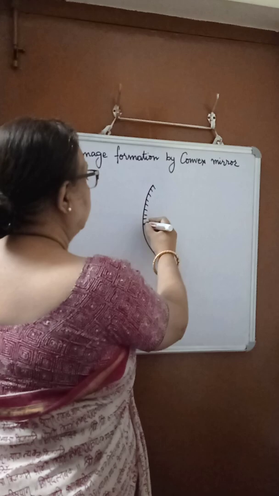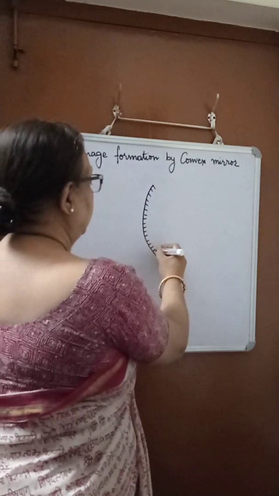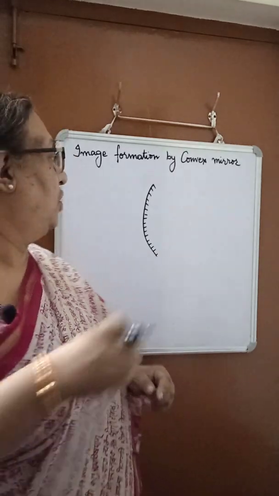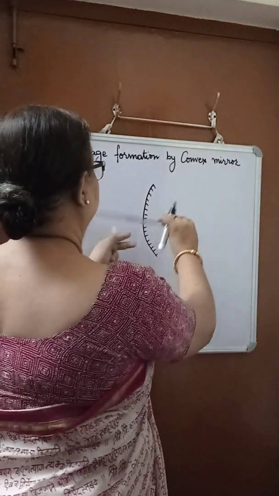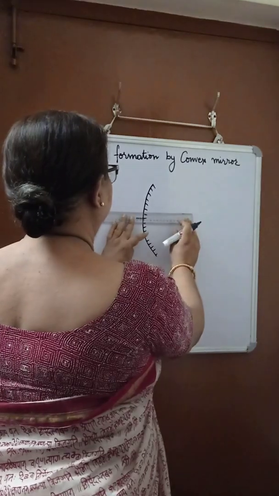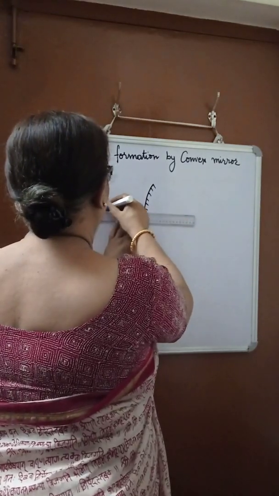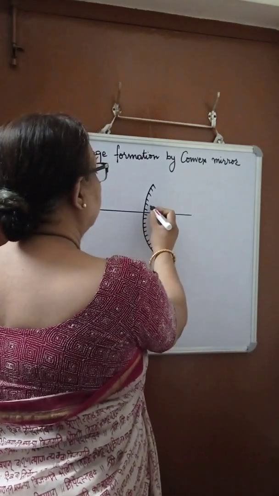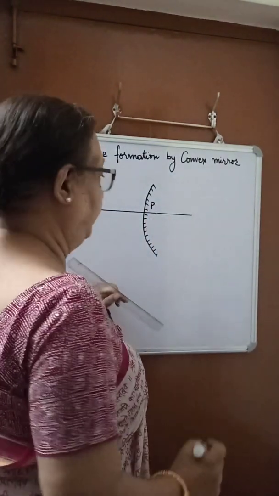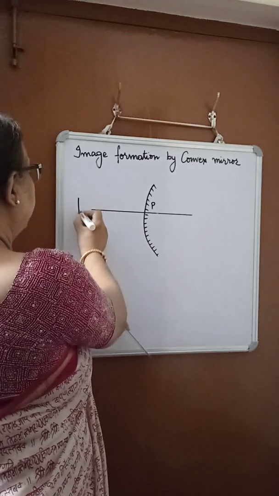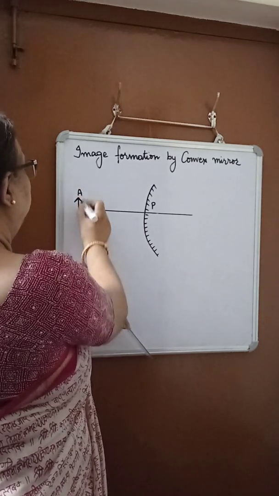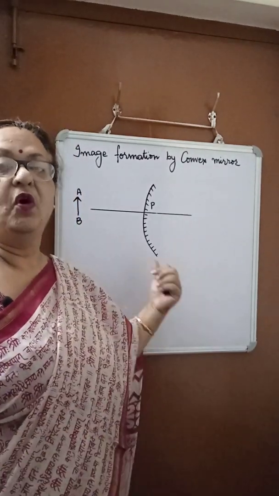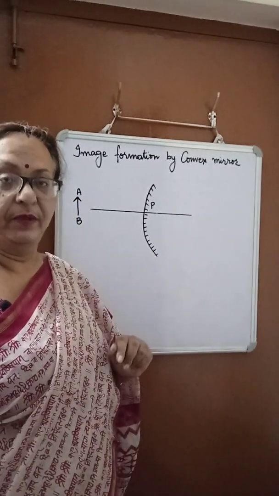The outer surface of the mirror is polished or silvered. Then we draw a principal axis. This is the principal axis and this is the pole of the mirror. We consider an object AB which is far from the mirror. We call it infinity, that is very far from the mirror.